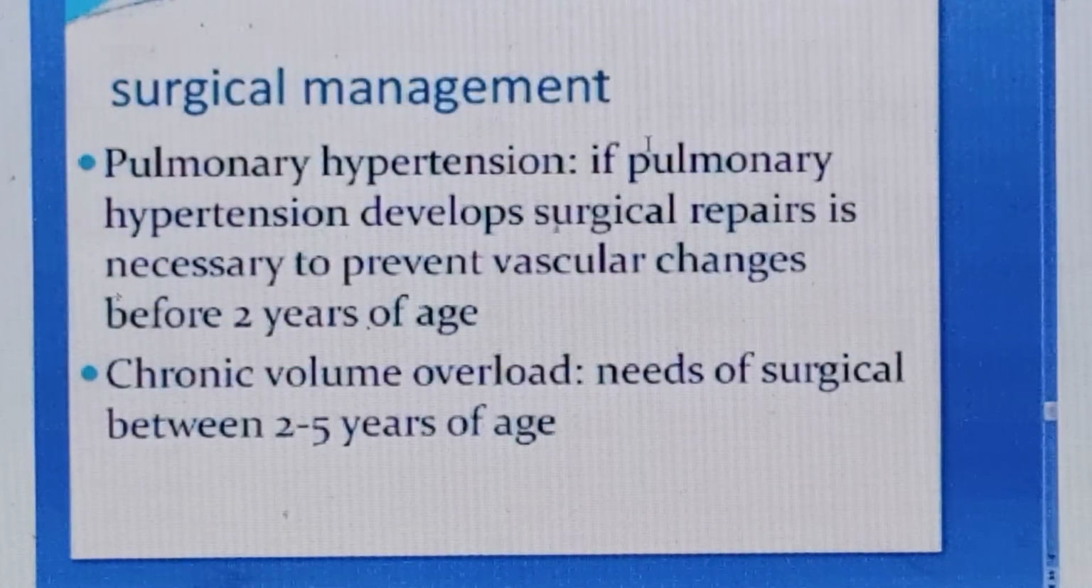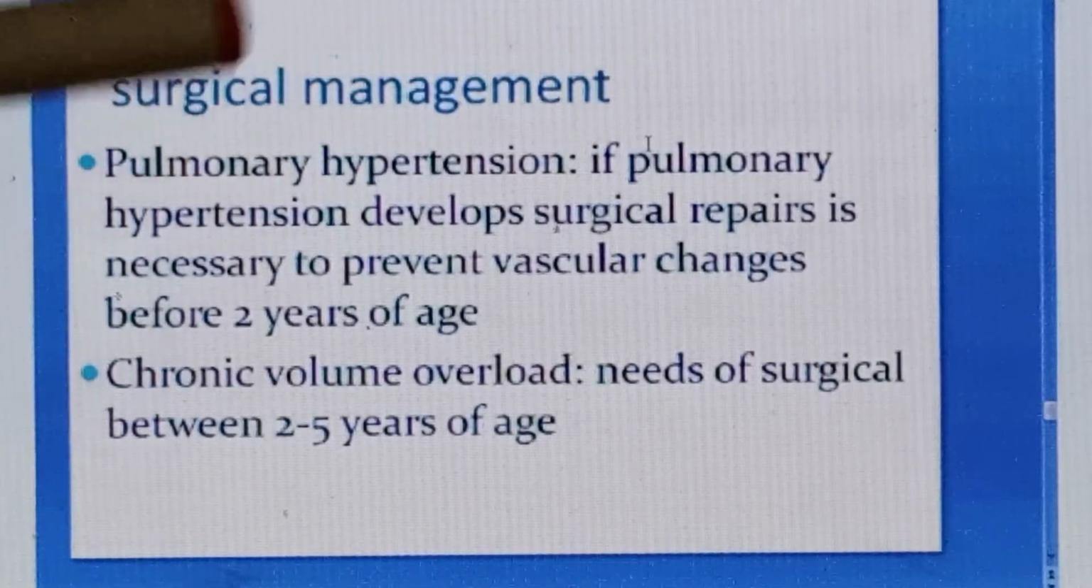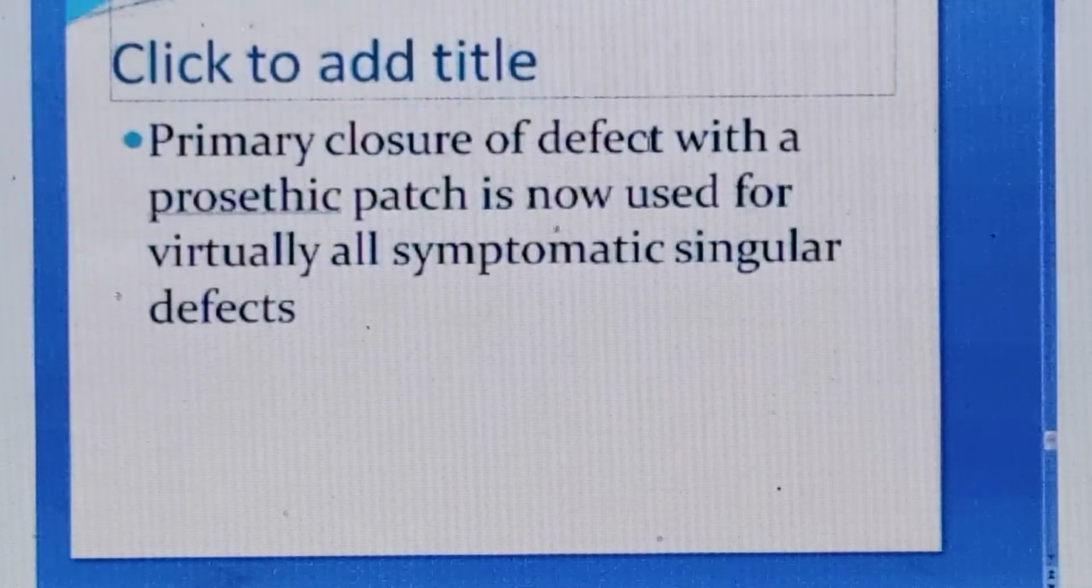The other indications for the surgery include pulmonary hypertension. If pulmonary hypertension develops, the surgical repair is necessary to prevent the vascular changes before 2 years of age. And when there is a chronic overload of the blood volume, surgical repair is needed between 2 to 5 years of age. The primary closure of the defect with a prosthetic patch is now used for virtually all the asymptomatic single defects.